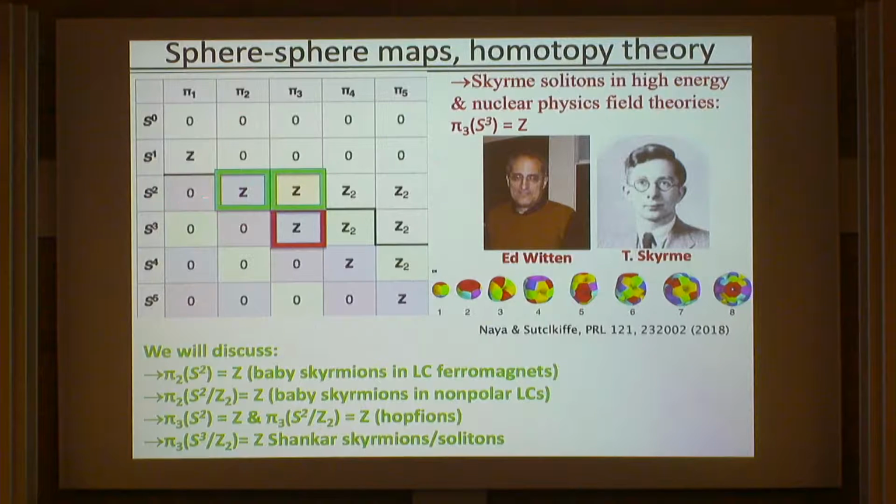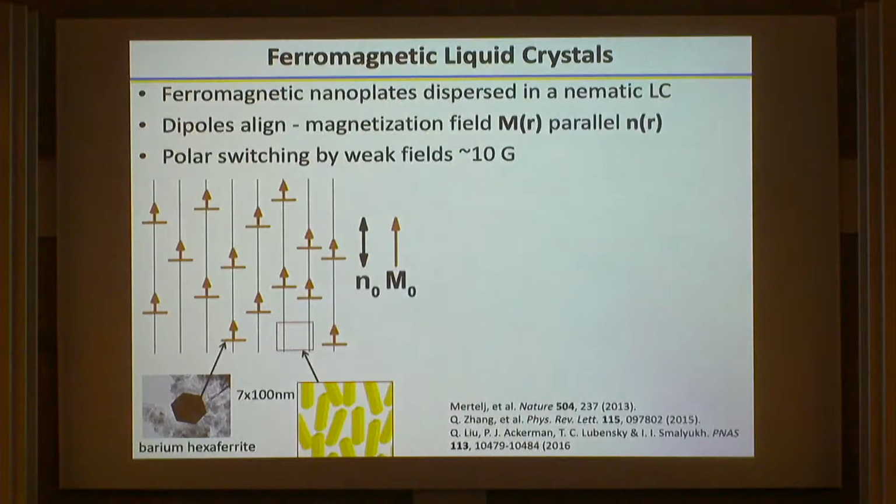So pi2 S2 topological solitons, which will be baby Skyrmions, or Skyrmions topologically similar to those studied in solid state non-centrosymmetric magnets, and also pi3 S2 topological solitons that we will also call Hopfions. But in addition, I will very briefly mention several other types of solitons as well.